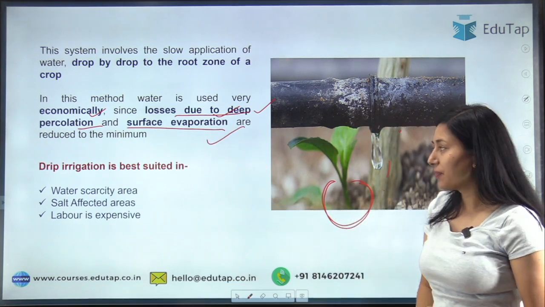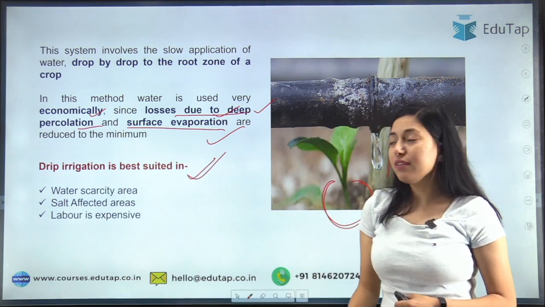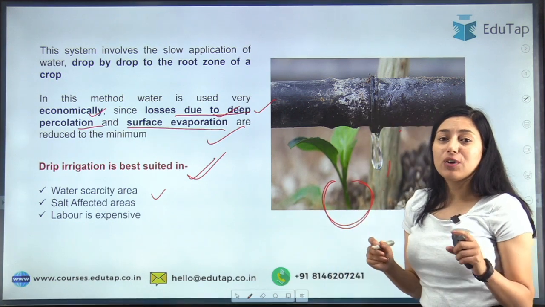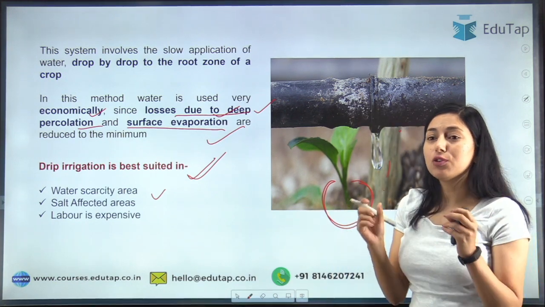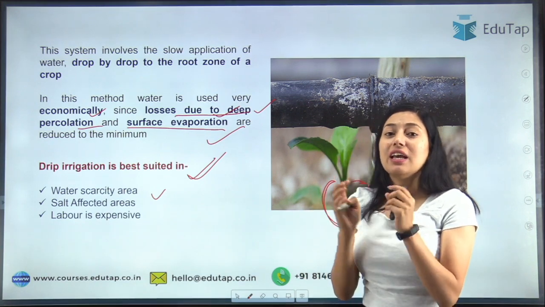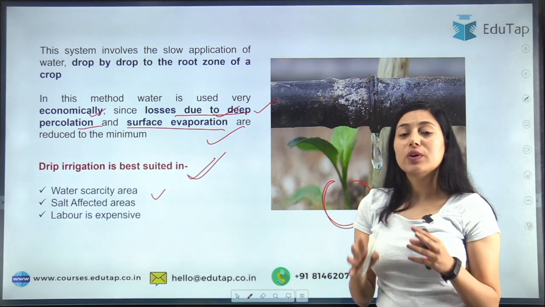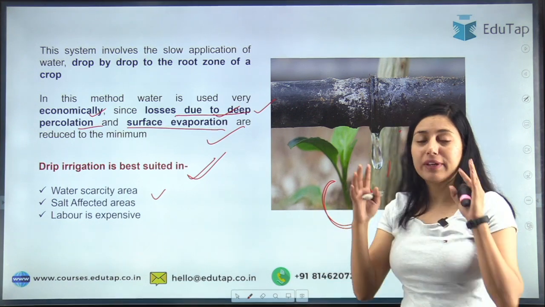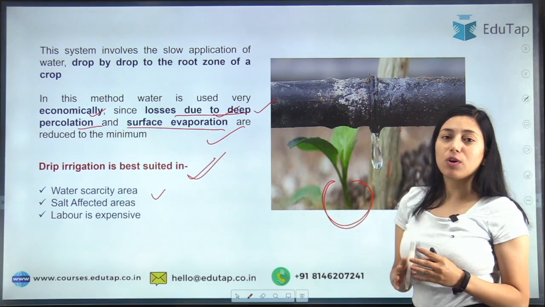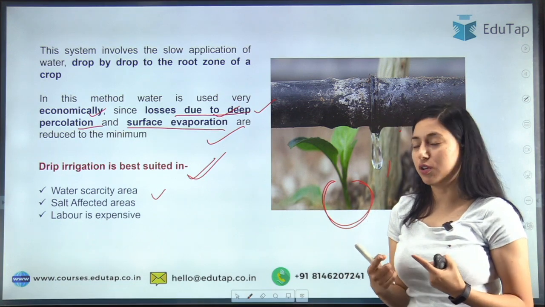Now drip irrigation is best suited in areas where there is a water scarcity. Students, when you have only limited water, you have to use it efficiently. And to use it efficiently, if you only focus on the root zone of that particular crop, you can save much water. So in areas where there is a water scarcity, this drip system can play a very important role in efficiently utilizing that water.